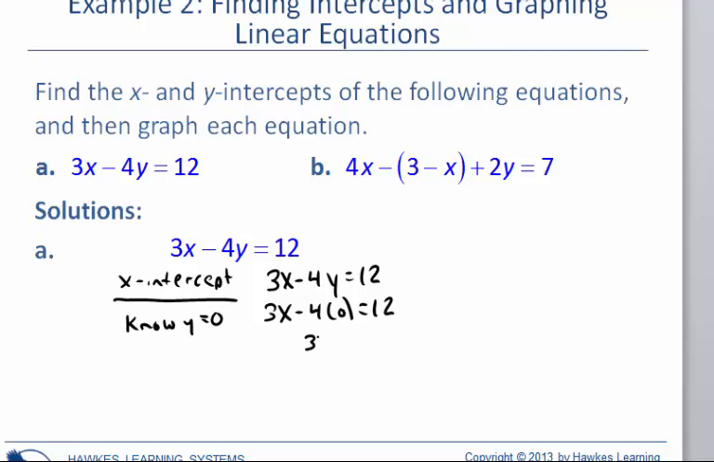So that gives us 3x, the 4 times 0 cancels into 0, is equal to 12. And dividing both sides by 3 tells us that the x will equal 4. So our x-intercept is going to be the point that has an x value of 4 and a y value of 0.